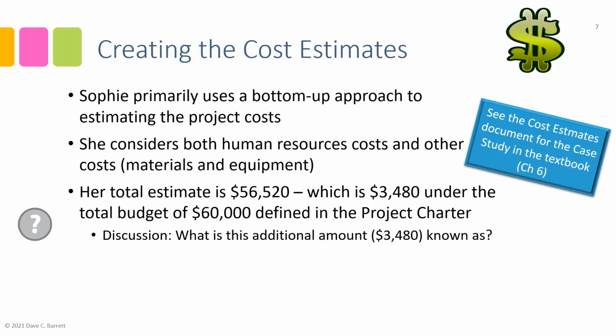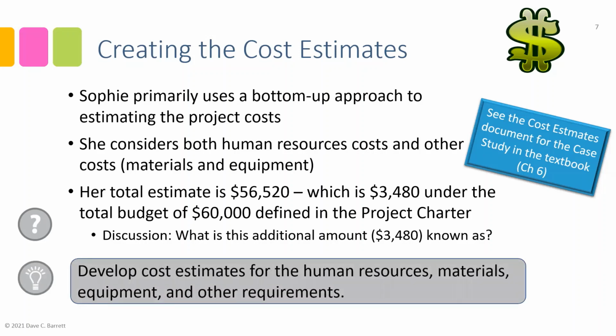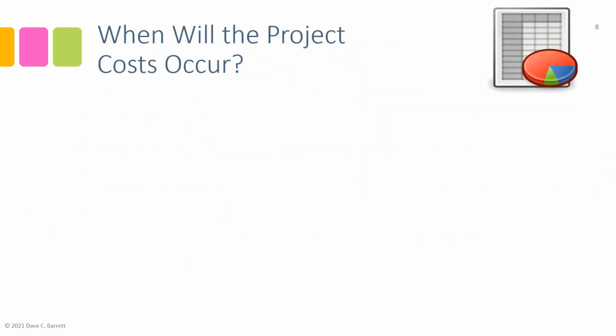You can see that she was looking up the costs on supplier websites and so on, and coming up with basically a big spreadsheet, which contains all of the expected costs that come out to $56,520. So have a look at that in the textbook in detail. Make sure that you understand that. So as a key idea, develop cost estimates for the human resources, materials, equipment, and any other requirements that may be there. Okay, the next major question is, when will the project costs occur?